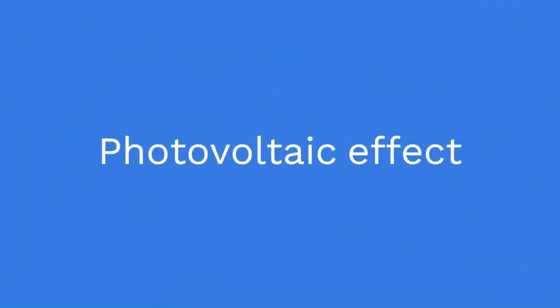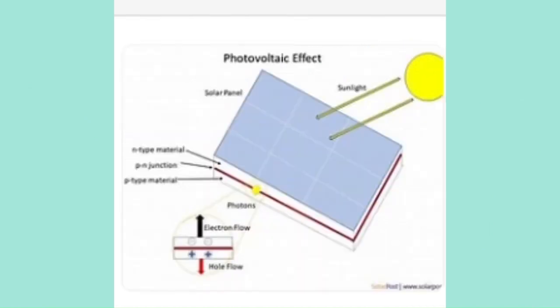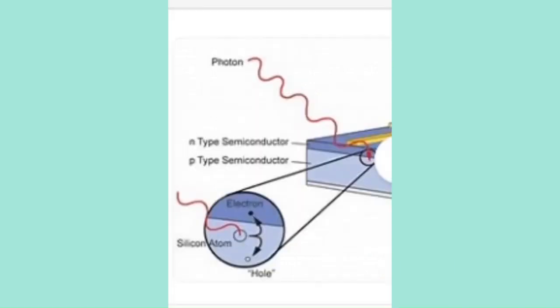What is the photovoltaic effect? The creation of voltage and electric current in a substance as a result of exposure to light is known as the photovoltaic effect. It is a natural chemical and physical occurrence.